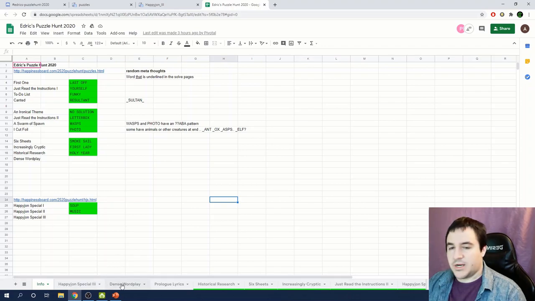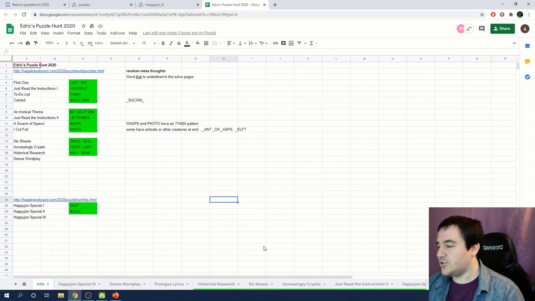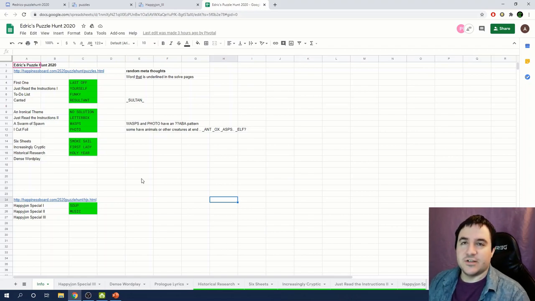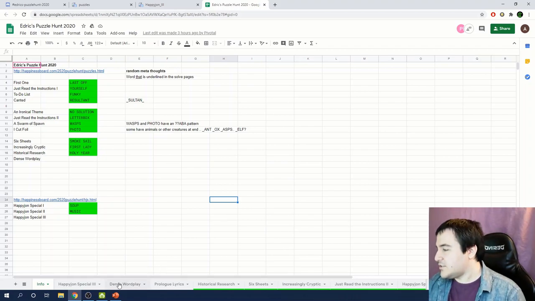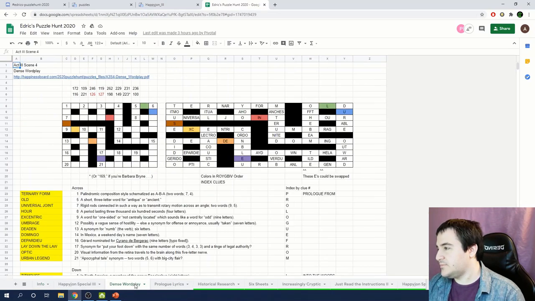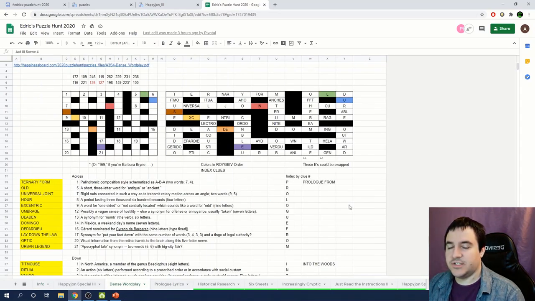You can see across the bottom all of the various puzzles. We have a different sheet created for each of the puzzles that we've tried. The ones that are green are ones that we've solved. If you've seen my series on the Princeton puzzle hunt, I organized my Excel spreadsheet in a similar way. There are still, like I said, a few puzzles that we haven't solved. Among them is this one called Dense Wordplay.